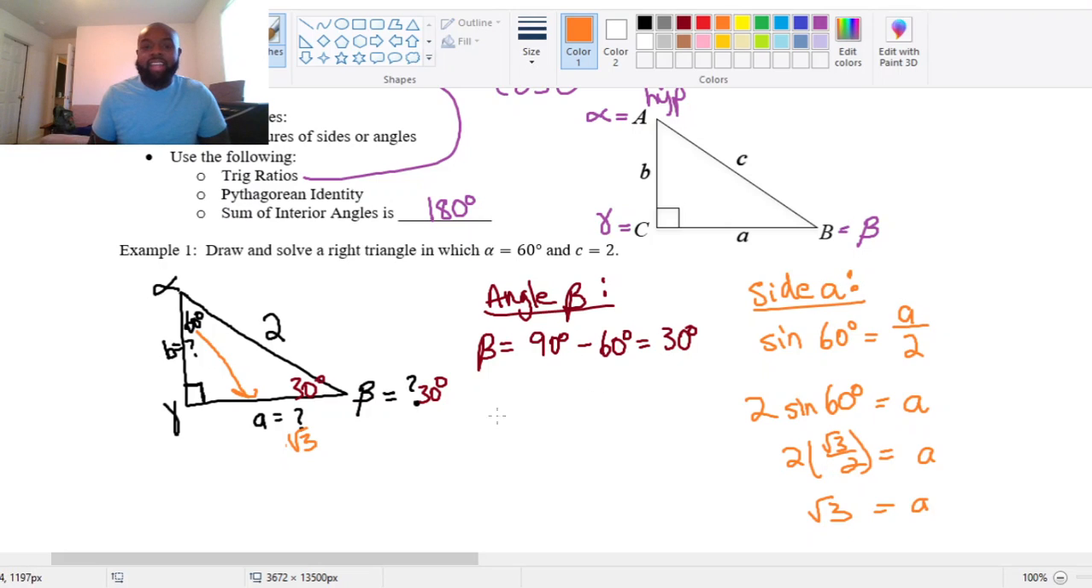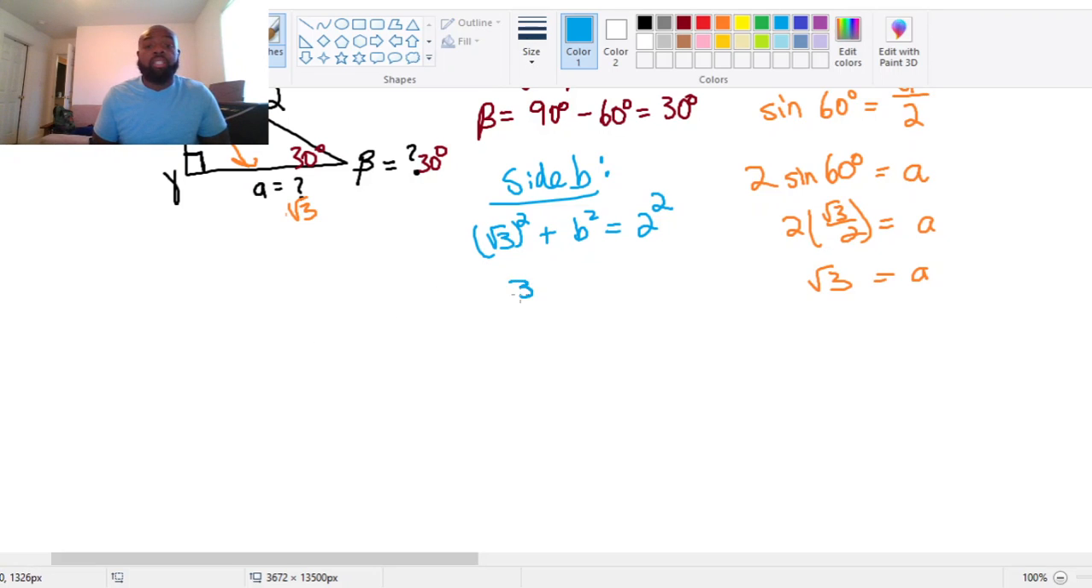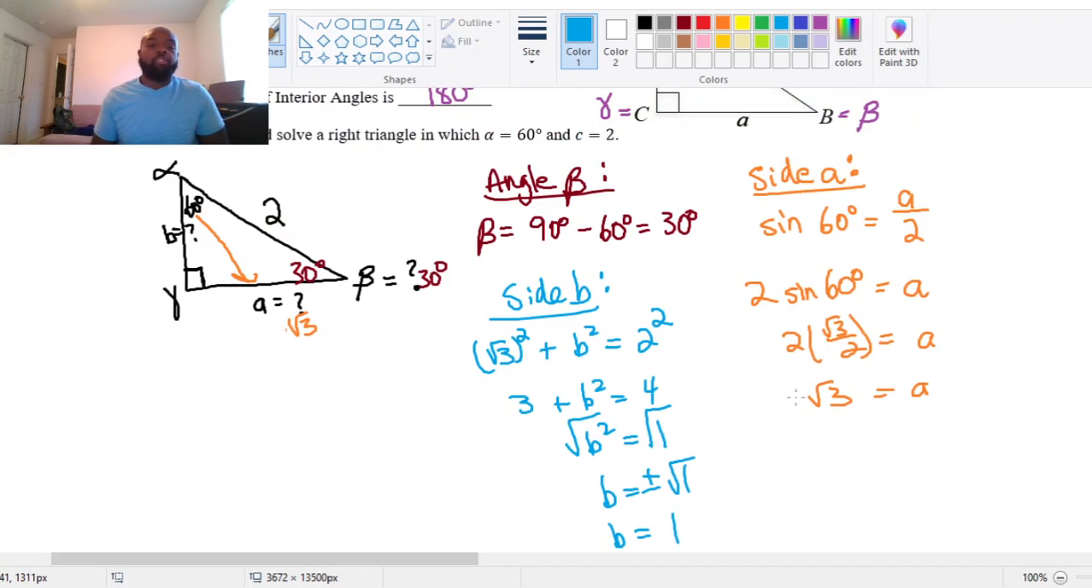So this is side length A. Now I can find side length B. And what I'm going to do here is use the Pythagorean theorem, right? I know that A is the square root of 3. If I square that, plus B squared equals my hypotenuse squared, or C squared, right? Well, square root of 3 squared is 3, plus B squared equals 4. Subtract 3 from both sides, I get 1. Take the square root, I get B equals plus or minus square root of 1. Of course, this is a triangle, so this is going to equal 1. And so side length B equals 1.